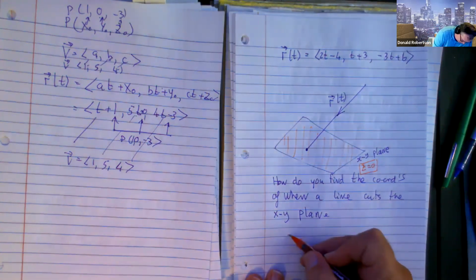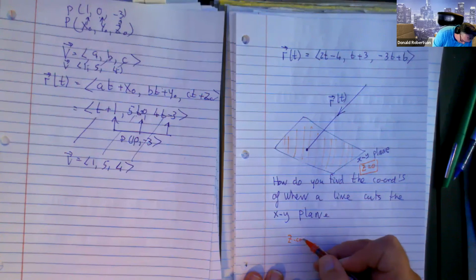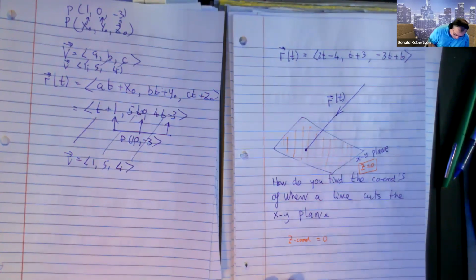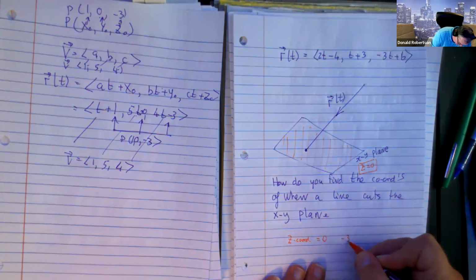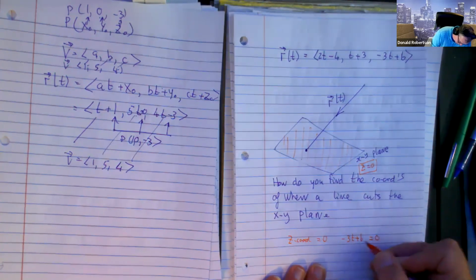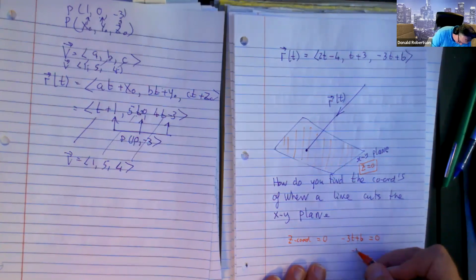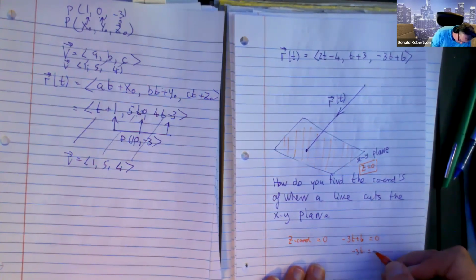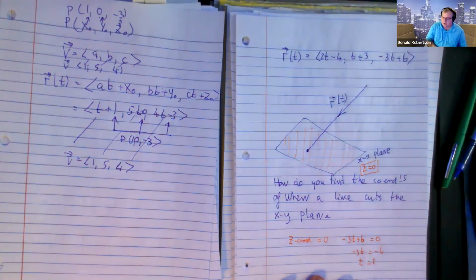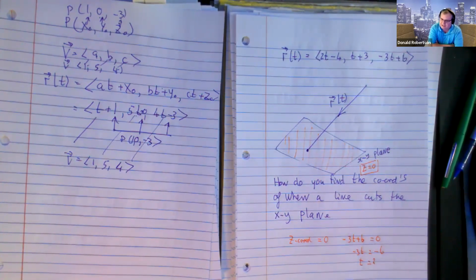So the Z coordinate has to equal 0 if it hits the XY plane. That makes negative 3t plus 6 have to equal 0. So negative 3t equals negative 6. So t equals 2. So if I know what t is, can't I then find the other two coordinates, the x and the y?